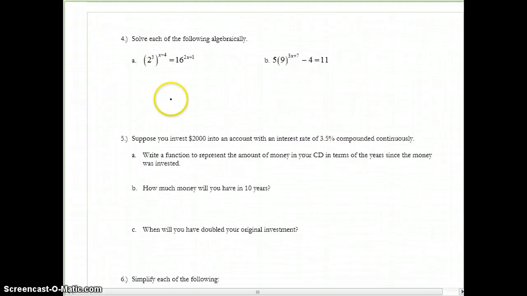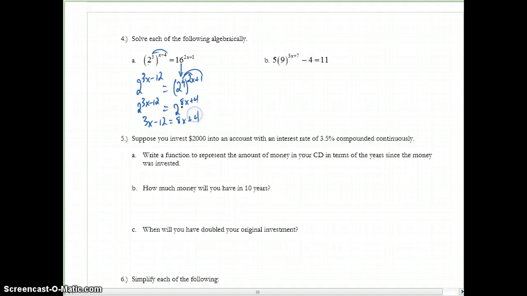To solve these equations, we want to get the bases of the exponents to be the same. So here, the base that we're going to choose is going to be 2. 16 is 2 to the 4th. When you have a power raised to a power, we're going to distribute with multiplication. 3 times x, 3 times 4. Distribute here as well. So 2 to the 3x minus 12 is 2 to the 8x plus 4. So 3x minus 12 equals 8x plus 4. Subtract 3x, subtract 3x, subtract the 4, subtract the 4. We get 5x equals -16, and x is equal to -16 fifths.